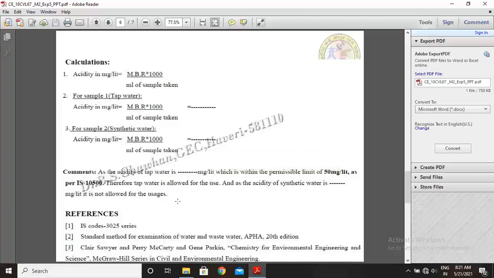Then write comments based on the results. I have shown a sample of comments here. As the acidity of tap water is so many milligram per liter, which is within the permissible limit of 50 milligram per liter, you can assume 40 milligram per liter or less than 50 milligram per liter, as per IS 10500, therefore tap water is allowed for use. And as the acidity of synthetic water is this much milligram per liter, it is not allowed for use. This is the comment based on the results.